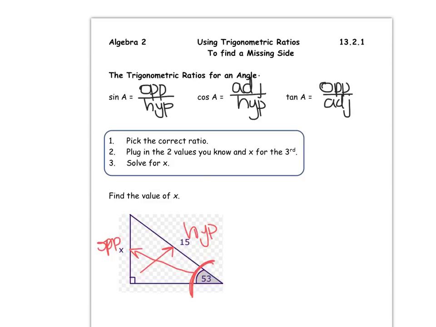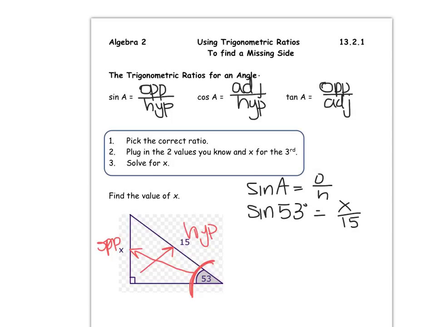Now we're going to plug our values into it. So the sine of A equals opposite over hypotenuse. A stands for the angle measurement, so we're going to put 53 degrees in. And opposite is the x, and hypotenuse is the 15. So we've plugged in our values, and we're going to solve for x in step 3.